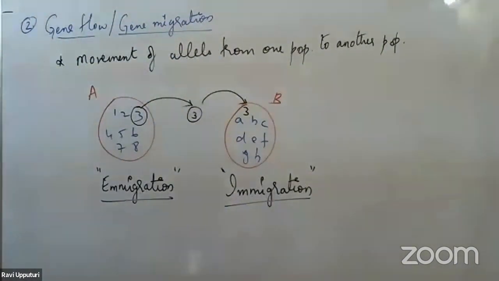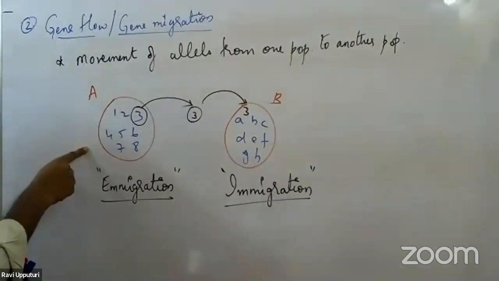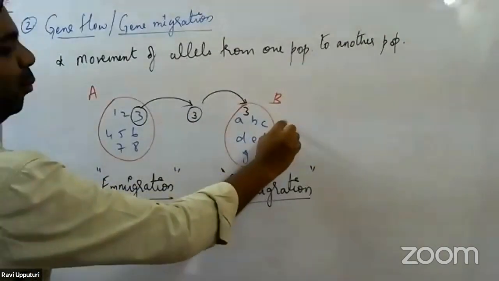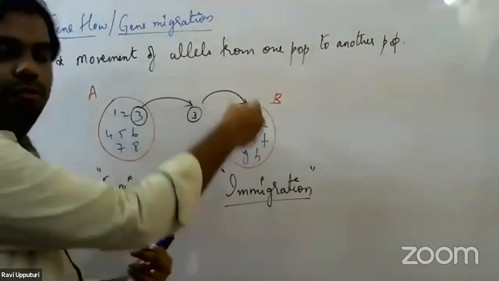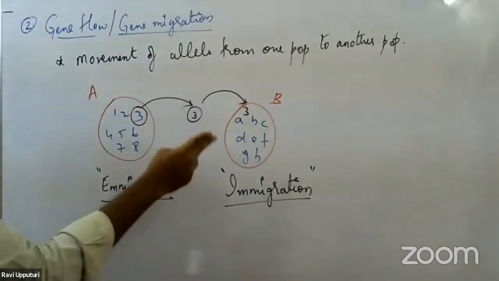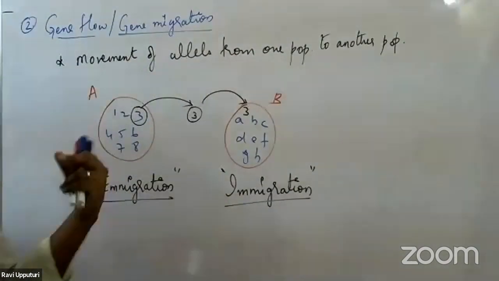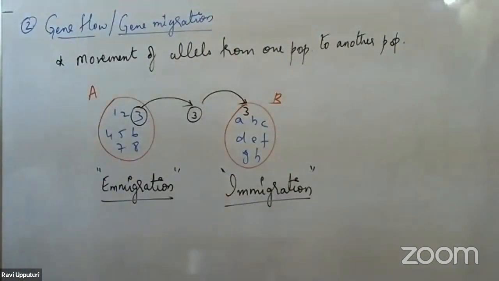We also use the term donor population for this population here because it is donating one of its genes, and this population here is termed a recipient population because it is accepting one of the genes. So with these two conditions, donor population as well as recipient population, there is some sort of change in the gene frequency as well as the gene pool. So this is the second factor we have, which is called gene flow or gene migration.